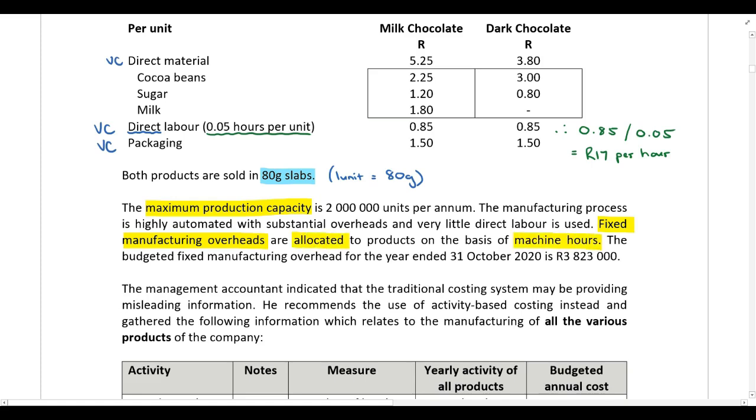All right, so please remember, guys, if fixed manufacturing overheads are allocated to products, that means we are including fixed manufacturing overheads in the value of inventory. So is this company using variable costing or absorption costing? They are obviously using absorption costing.